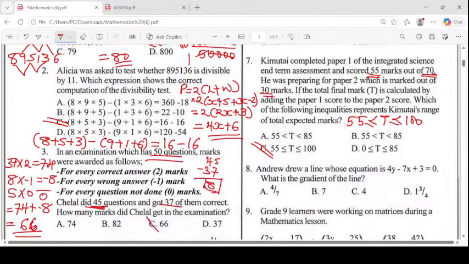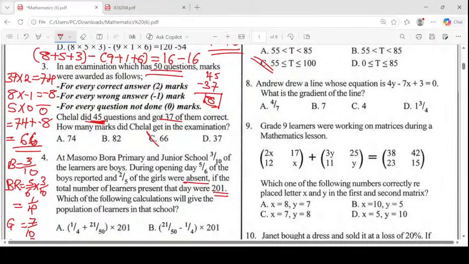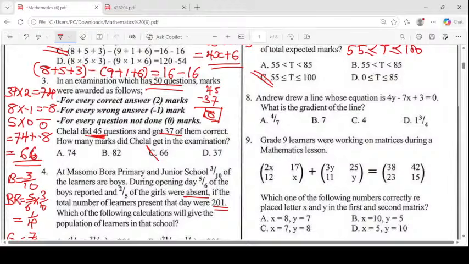Let me look at question number 8. Andrew drew a line whose equation is 4y minus 7x plus 3 is equal to 0. What is the gradient of the line? So we have to express this line in form of y is equal to mx plus c. In the first case, I'll have 4y being equal to 7x minus 3. Then divide through by 4.